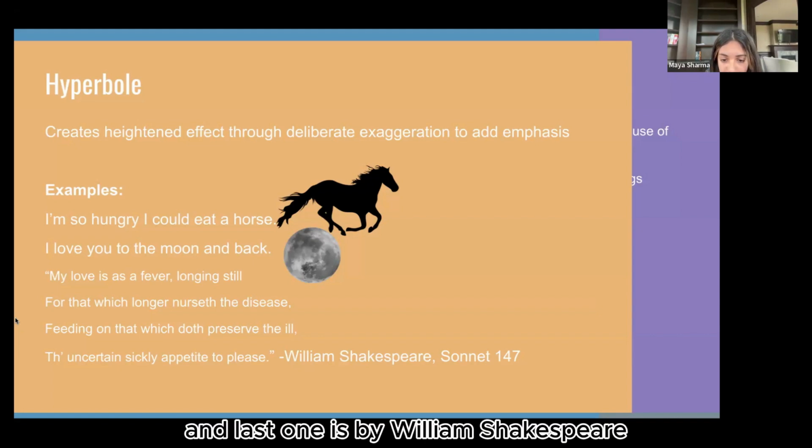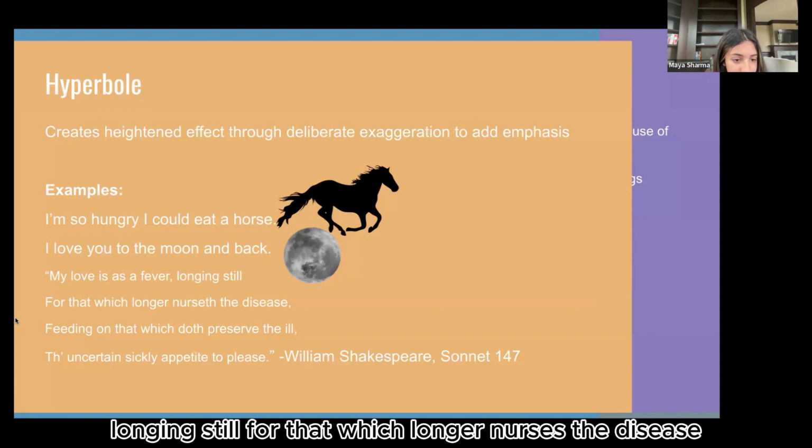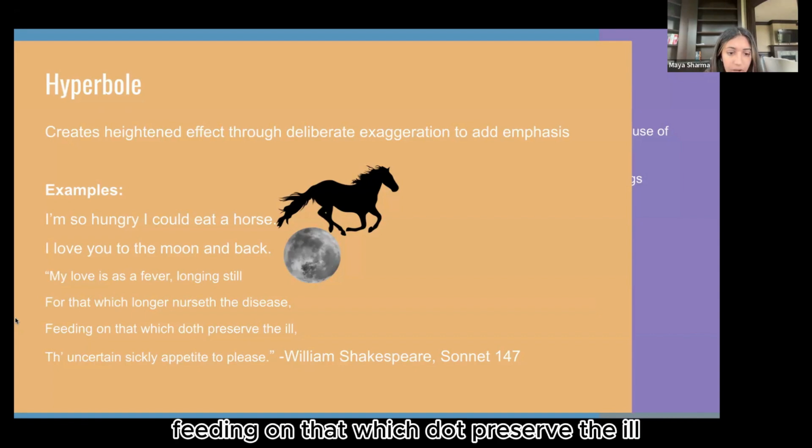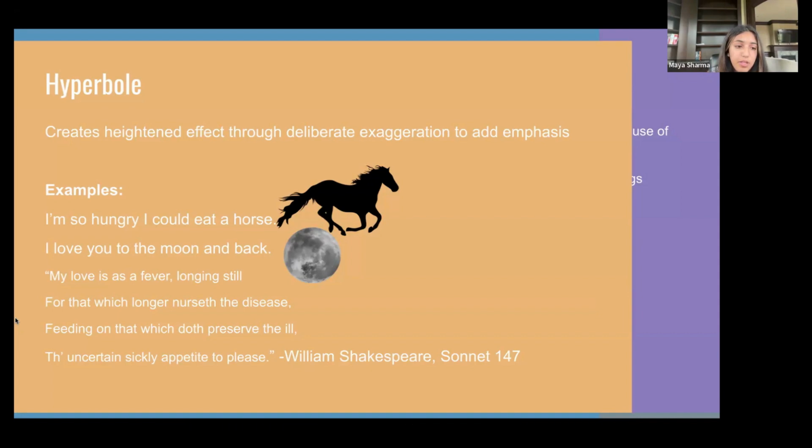And the last one is by William Shakespeare in Sonnet 147. My love is as a fever, longing still for that which longer nurseth the disease, feeding on that which doth preserve the ill, the uncertain, sickly appetite to please.